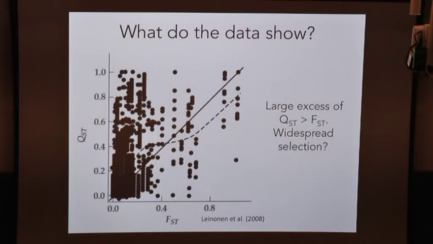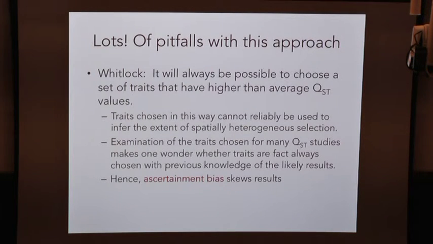So what did the data show? This is a large meta-analysis, references in chapter 12. Here's the FST equals QST line. Look at that. If these were equal, you'd expect 50-50, but you see a great excess of QST values. So does this suggest widespread selection? My God, there's selection everywhere. People get excited when they do this. And Mike Whitlock, who actually taught in the first course here, was one of the people who really has done a lot of analysis of QST.